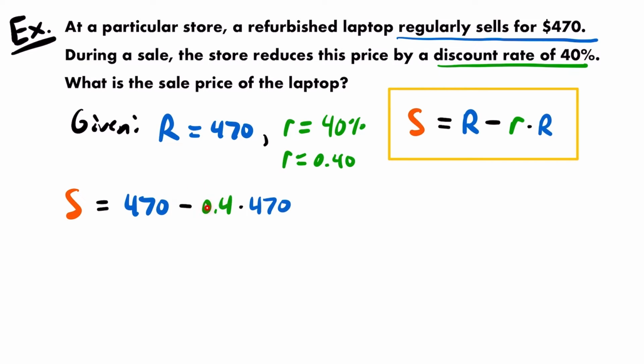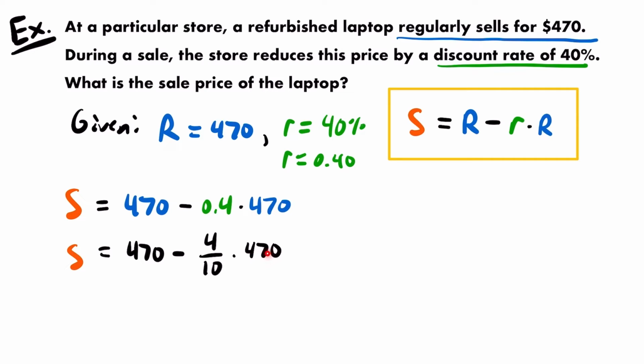Okay, and so you could do this calculation in a calculator, but since it's relatively simple, I'll do it by hand here. First thing I'll do is rewrite this decimal as a fraction. I just find fractions to be easier to work with for calculations like this. So we'll have S is equal to 470 minus 0.4 as a fraction. That's 4/10. So you could write that as 4 divided by 10. And then multiply that by 470.